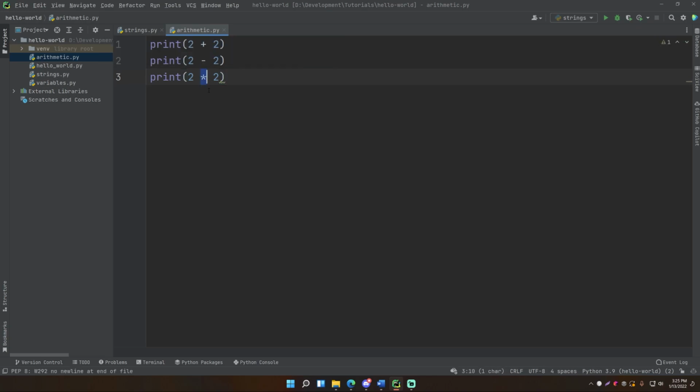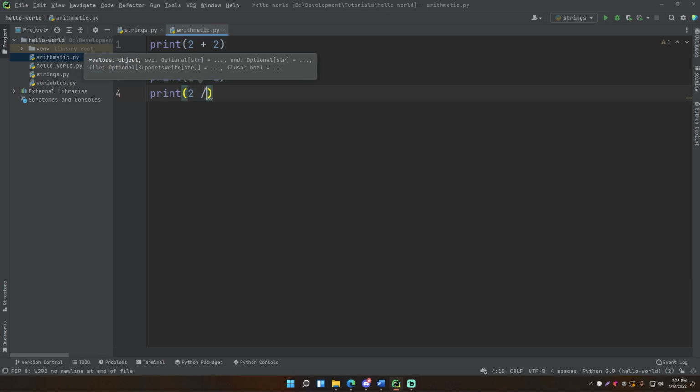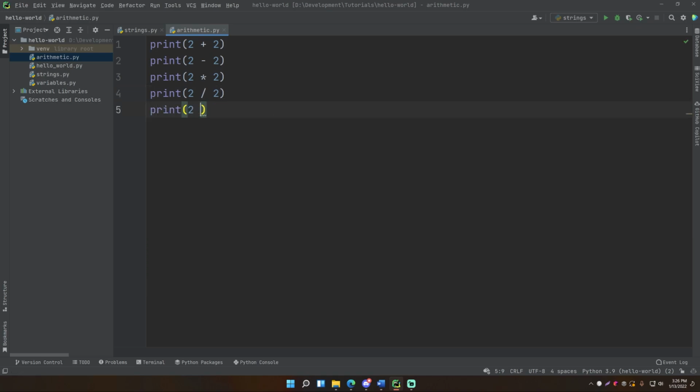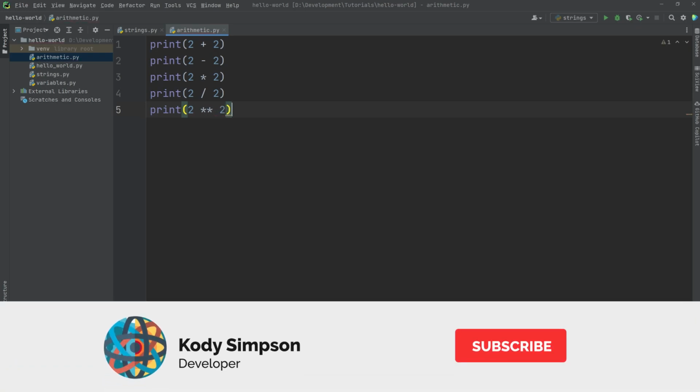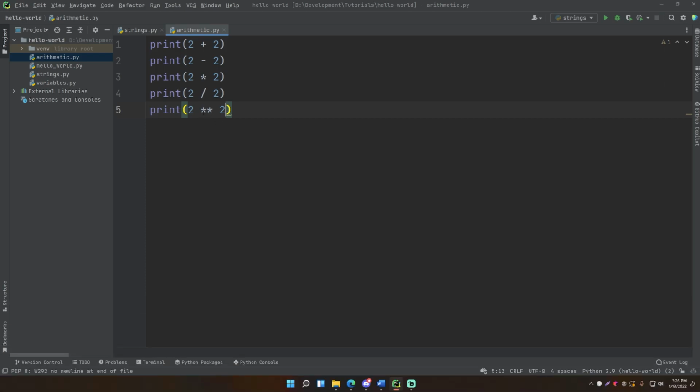So the little star here, so 2 times 2, and then print. For division, it's going to be 2 divided by 2, with the slash, that's the forward slash, I believe. And then now we have the more advanced one, so print, we can do exponents now, so 2 to the power of 2, so 2 squared, that would be 2 asterisks. So to do an exponent, you just do 2 stars.